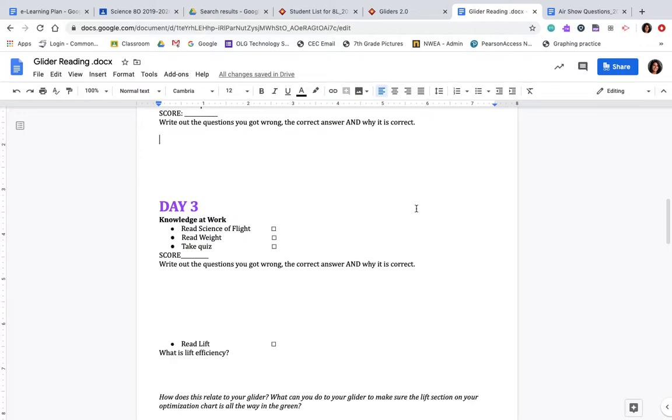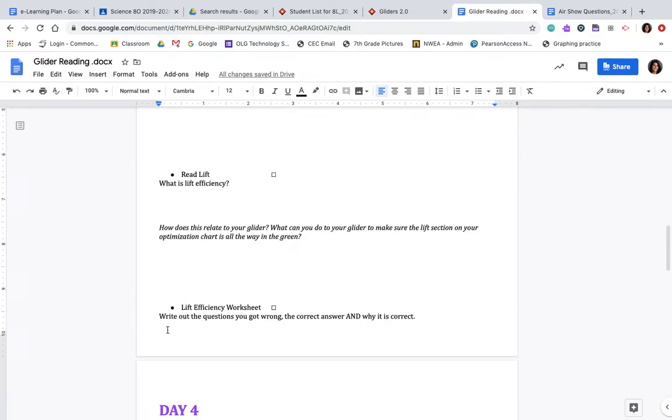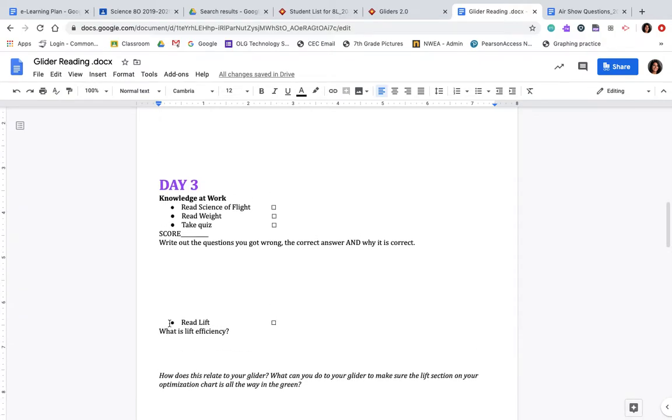Okay, this is really when you're going to learn about what is going to make your glider successful. So you have 2 sections that you're going to read, and then a quiz, and then another section that you're going to read, and one more. It's called the worksheet, but it's similar to a quiz. So let's take a look at that.